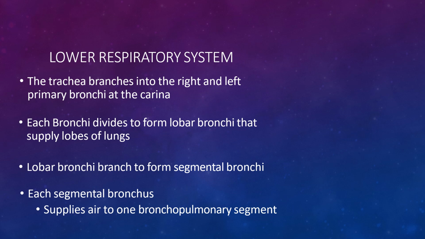The trachea branches into the right and left primary bronchi at the carina. Each bronchus divides to form lobar bronchi that supply the lobes of the lungs. The lobar bronchi branch to form segmental bronchi. Each segmental bronchus supplies air to one bronchopulmonary segment.